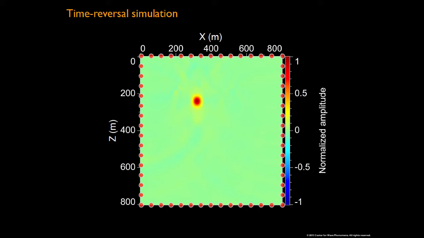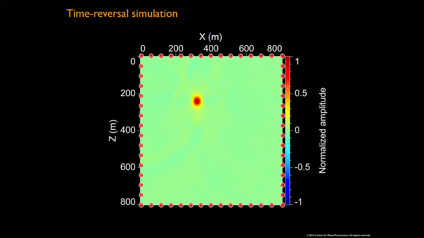I'm saying the best because there's a fundamental limitation for the time reversal process, and it's called the diffraction limit. It basically states that the size of the focus is comparable to half of the dominant wavelength in our wave field. So this is a fundamental barrier.